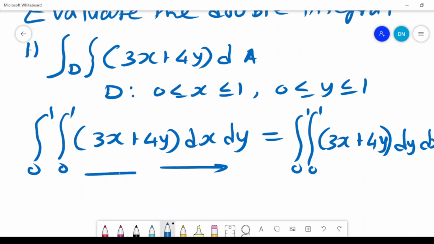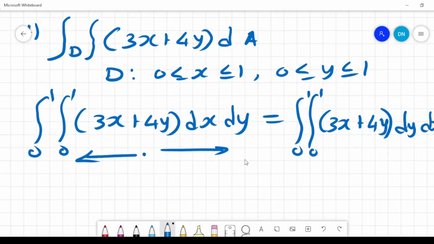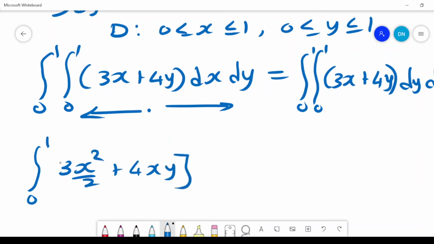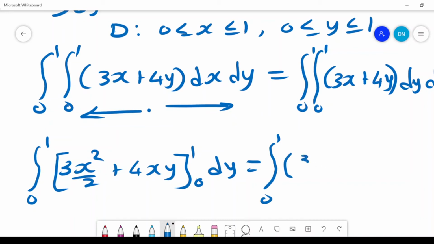And I'll use the same rule of moving outward from the center. Meaning that if I start with dx, then I'll use the first limit of integration. So I want to integrate that with respect to x. It will be 3x squared over 2 plus 4xy, and I want to put the limits of integration as 0 to 1 dy. When x is 1, this becomes 3 over 2 plus 4y.